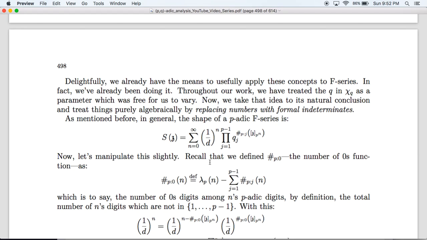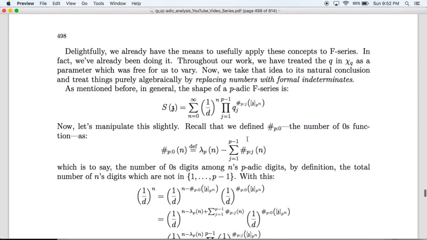So as mentioned before, in general, we saw that the shape of certain types of non-foliated polygenic F-series, they look like this. Now let's manipulate this slightly. First here, we're going to recall that the number of zeros in the p-adic digits, we define it for any integer n, it's the total number of p-adic digits minus the number of all the p-adic digits which are not 0.